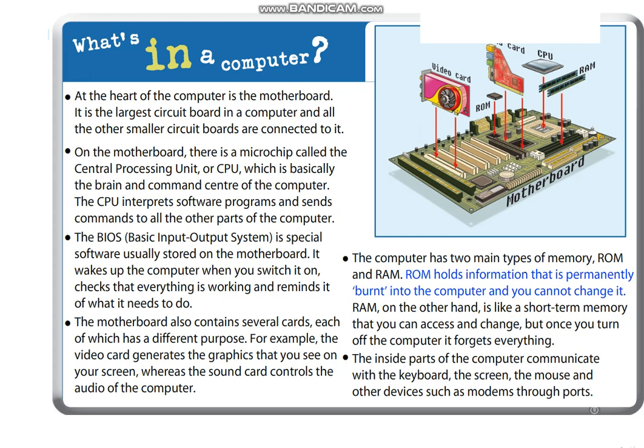ROM holds information that is permanently burnt into the computer and you cannot change it. RAM, on the other hand, is like a short-term memory that you can access and change, but once you turn off the computer, it forgets everything.